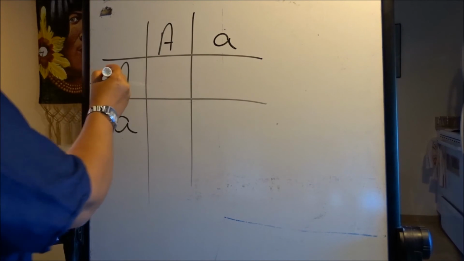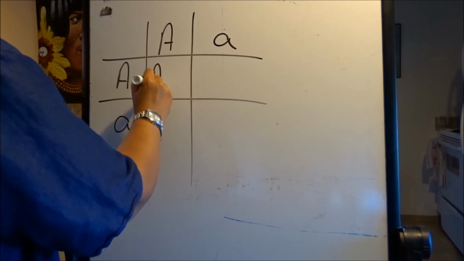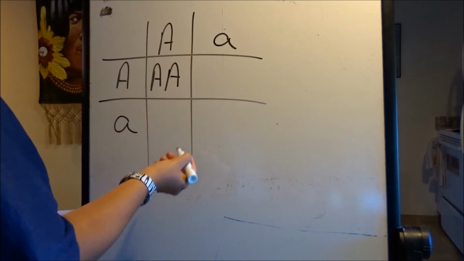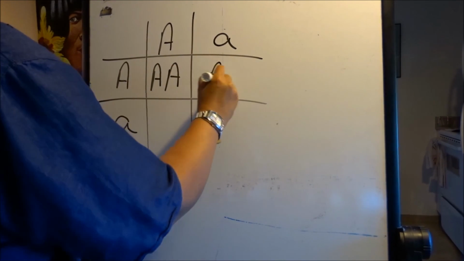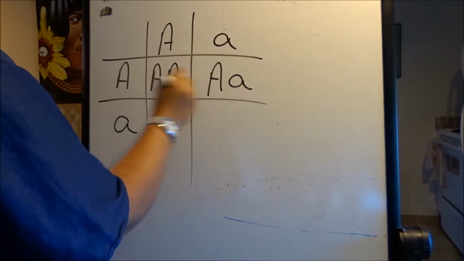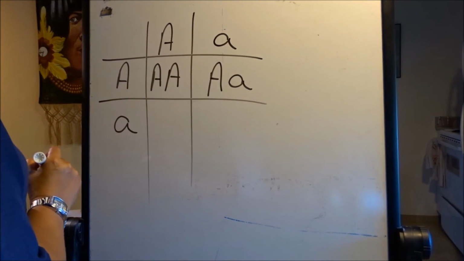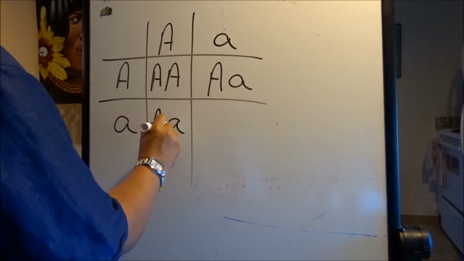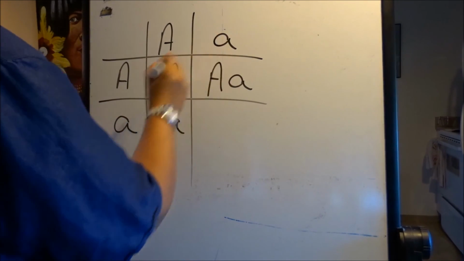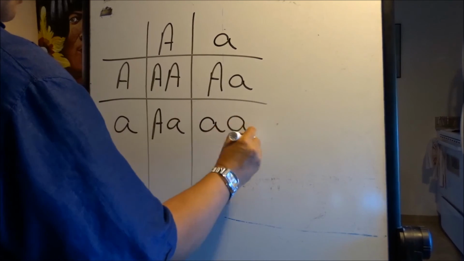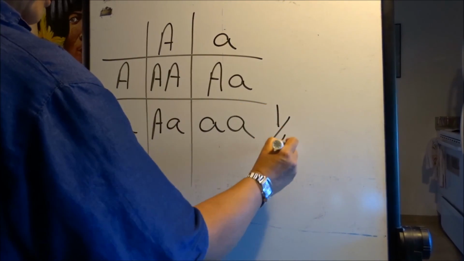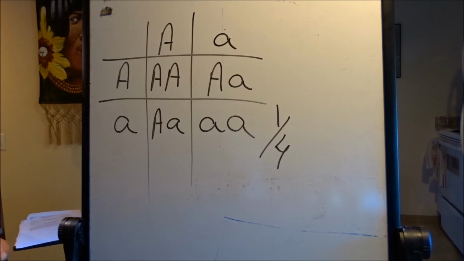And this is how we go. This child could get one big A from dad, one big A from mom. In this case, it would be brown eyes. One big A from dad, one small a from mom, this would make brown eyes. One big A from mom and one small a from dad, brown eyes. One small a from mom and one small a from dad. That makes a 1/4 chance of the next baby having blue eyes.